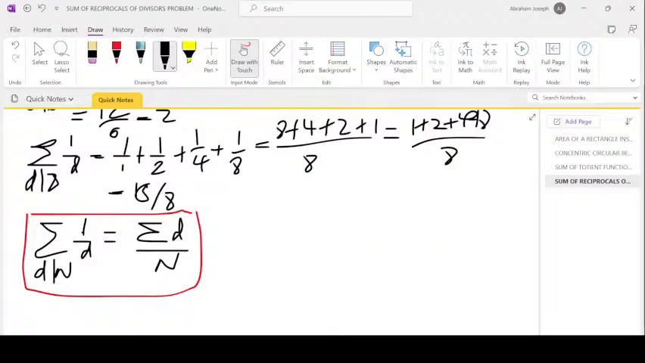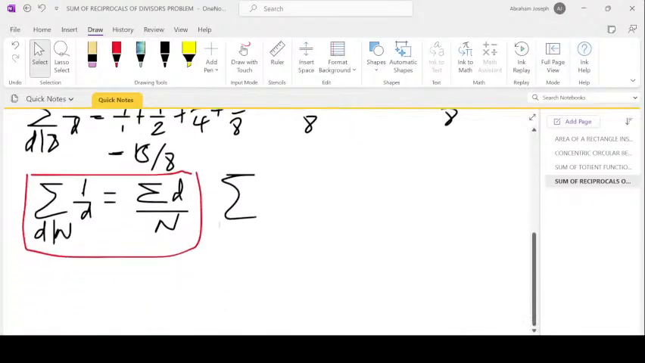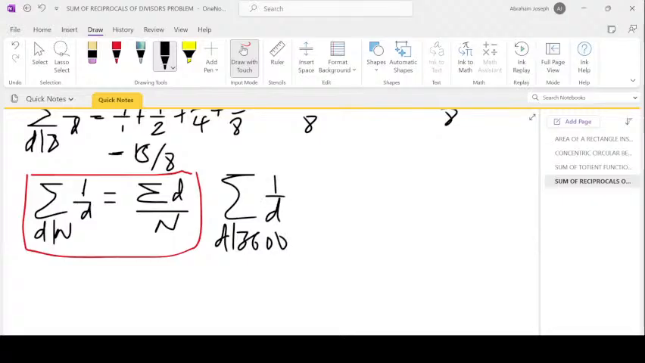So now, if we apply it to this problem, that means the sum of the divisors of, let's go and see the number, 3,600. So the sum of the reciprocals of the divisors is going to be the sum of all the divisors that divide 3,600, over the number itself, which is 3,600.